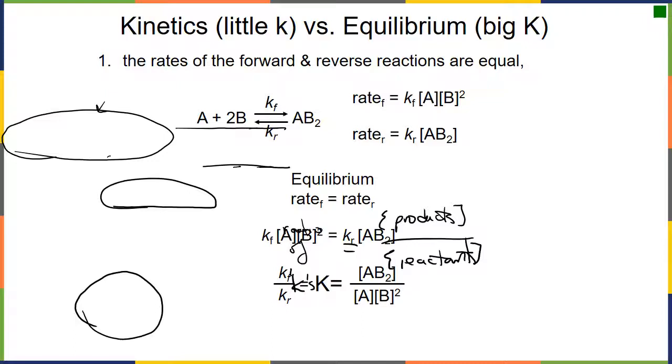So note our product here is AB2, so it's going to be on the top. The reactants are A times B squared, and the value of the ratio is going to be the ratio of the small k's. We're just going to rewrite this and call this big K. Our big K is the equilibrium constant.